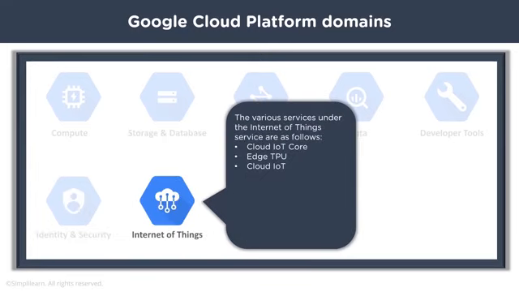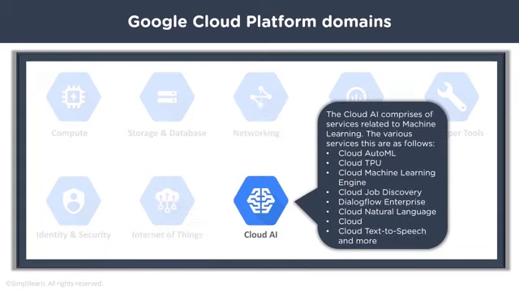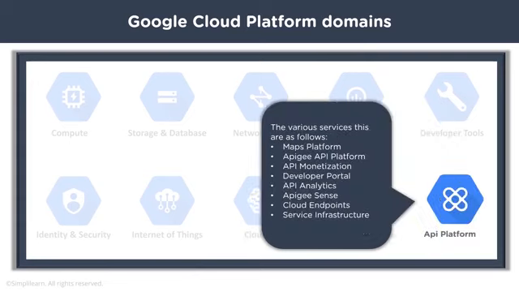You also have cloud services which are related to the Internet of Things. These would be used by organizations working on IoT devices or the data generated by these devices. Various services here are Cloud IoT Core, Edge TPU, and Cloud IoT. Also, when we talk about cloud AI, that is artificial intelligence, this comprises services related to machine learning and much more. So you have Cloud AutoML, Cloud TPU, Cloud Machine Learning Engine, Job Discovery, Dialogflow Enterprise, Natural Language Cloud, Text to Speech, and much more.